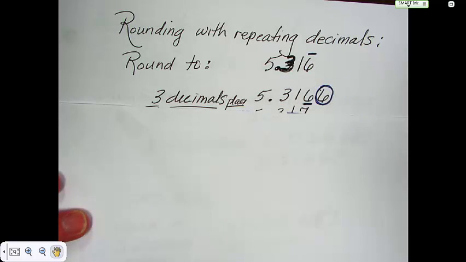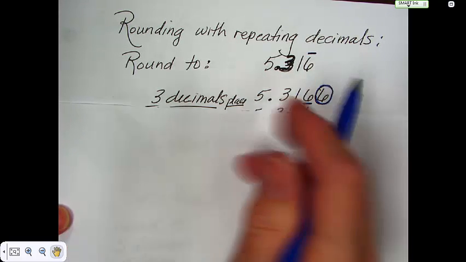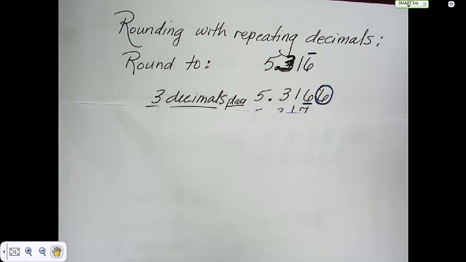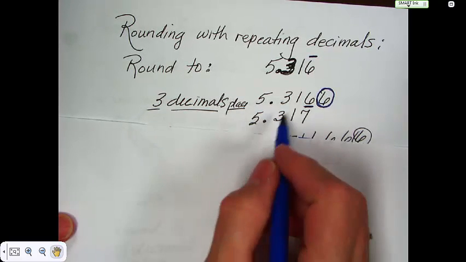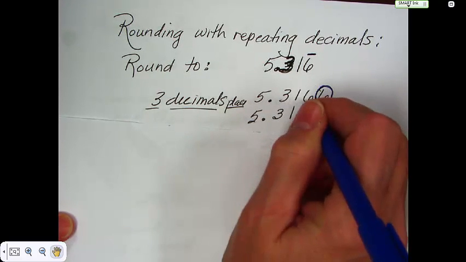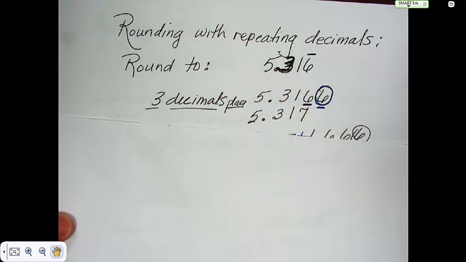Now typically when you need to round repeating decimals, the first thing you're going to do is write it out with repeating numbers as far as you need to, so that it's out far enough that you can see how to round it. So in this case we have 5.31. The 6 should turn into a 7 because this over here is 5 or more.